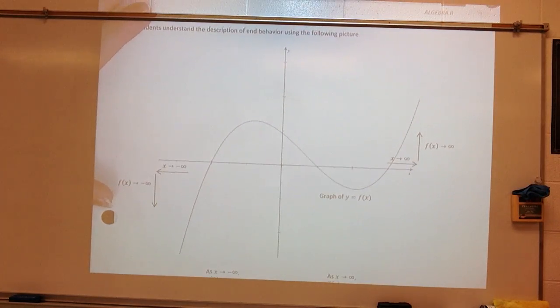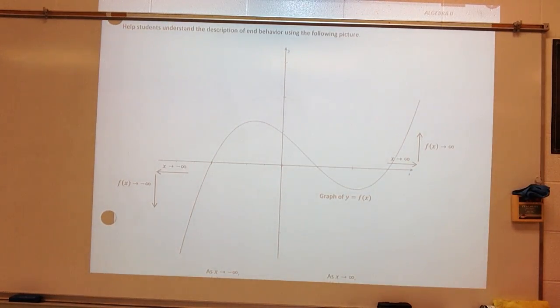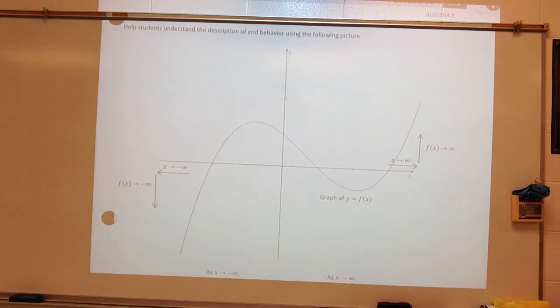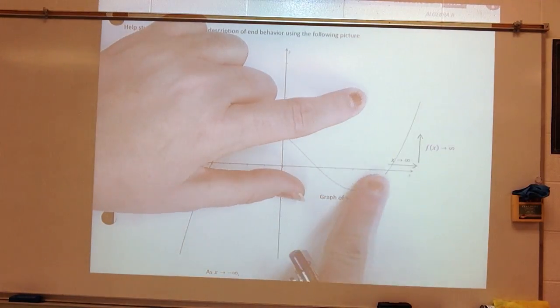So let's look at this for just a moment. You do not have this in your packet, so it's really important for you to look at this. Look at this graph. This graph looks a little different than the ones that we did in the opening exercise. I want to look at this and make a generalization about the end behavior of polynomials. This is the graph of y equals f of x. So I'm looking at this, and my graph is going this way.